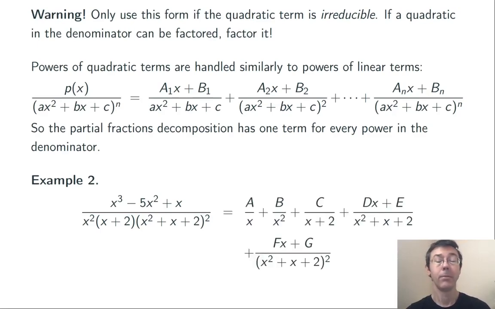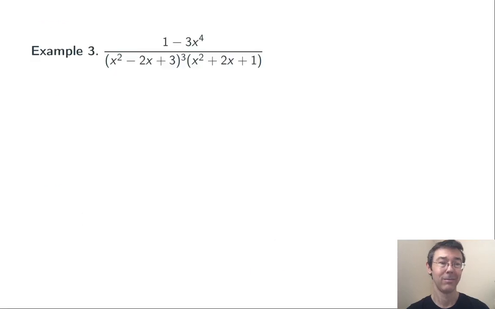We have 3 terms we have to deal with in the denominator. x squared, which is a linear term, x to the second power. So I get a over x plus b over x squared. The x plus 2 gives me c over x plus 2. And the x squared plus x plus 2 quantity squared gives me 2 terms, dx plus e over x squared plus x plus 2, and fx plus g over x squared plus x plus 2 quantity squared.